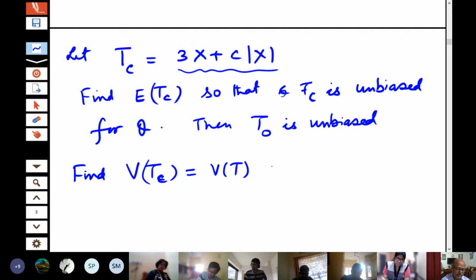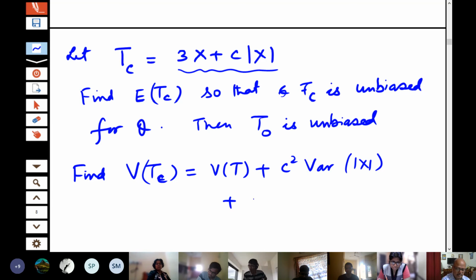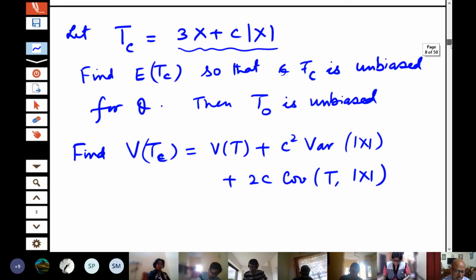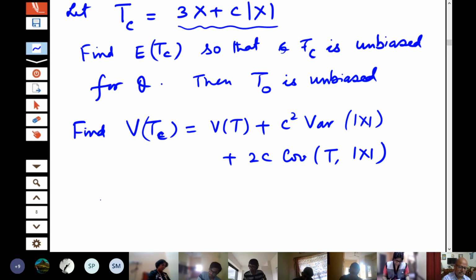of T0 or T plus C square variance of mod x plus 2 times C covariance between T and mod x, where T is 3x. Okay, I already defined that. T is 3x, that is T0. Okay. So please substitute all this and tell me the steps here.